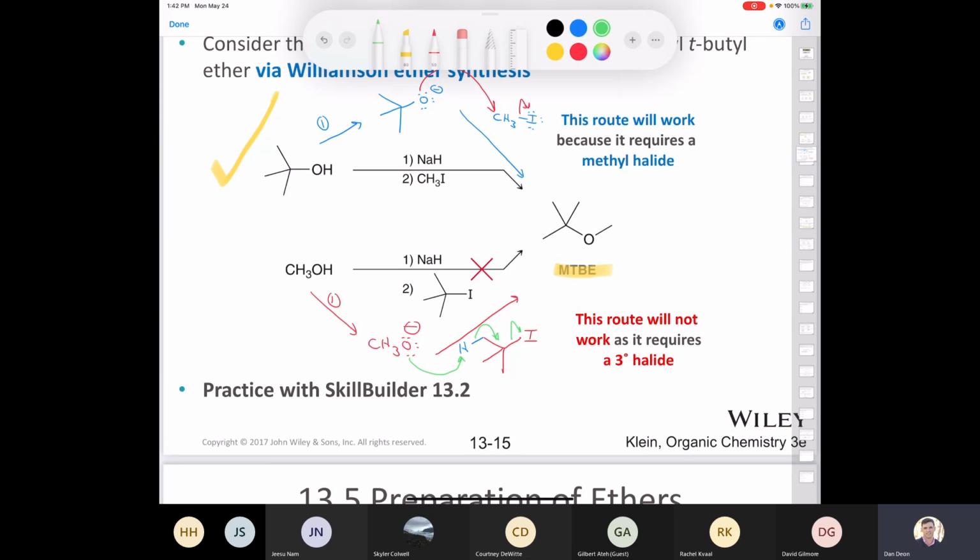And all you would end up with, sorry, I'm having a problem with my MacBook. Just give me 2 seconds. But anyhow, I can still write here. You would end up with isobutylene, this molecule. That is not an ether, is it? That is not an ether, okay? So that's not very helpful.